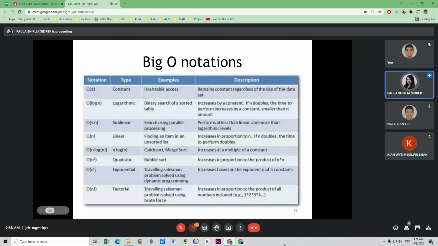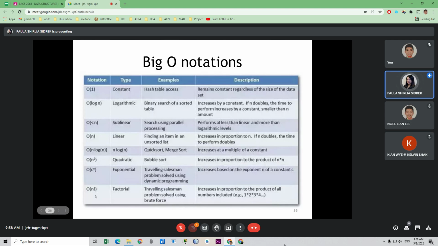And this exponential, we don't usually see this, but that is basically as your value increases exponentially, so you add that c into n, right? So that is seldom being used. It increases based on the exponent of a constant c. So these are the descriptions of all this notation.